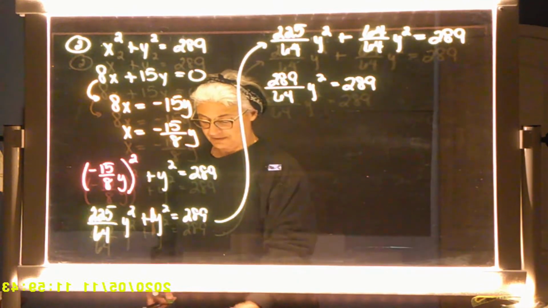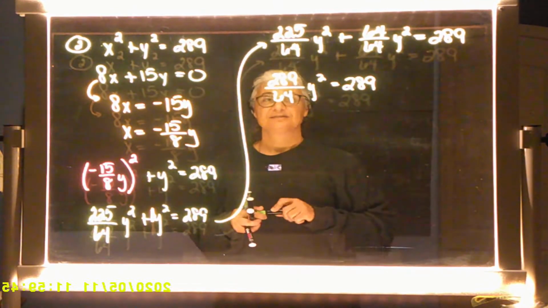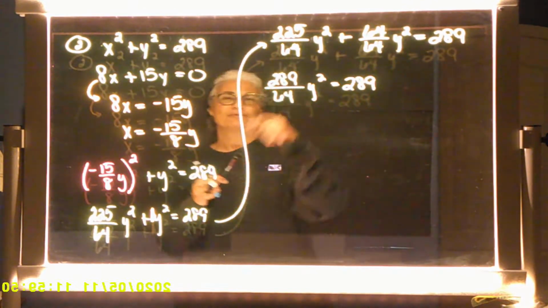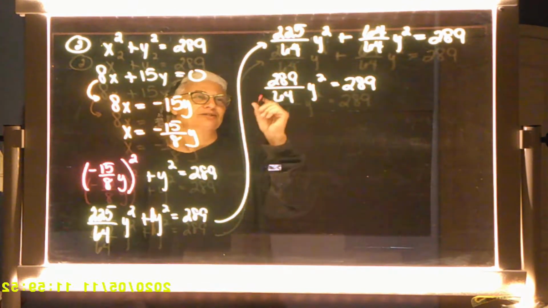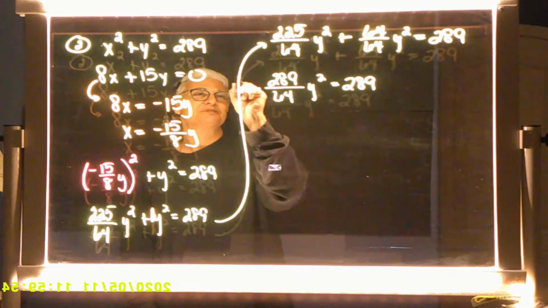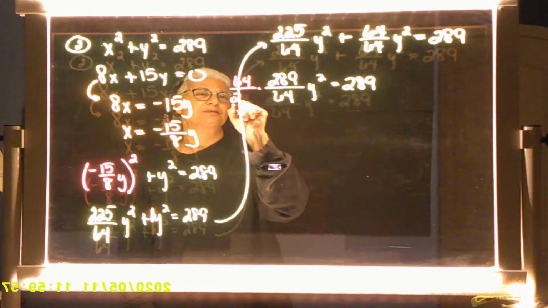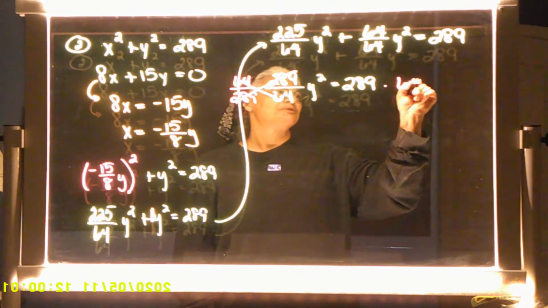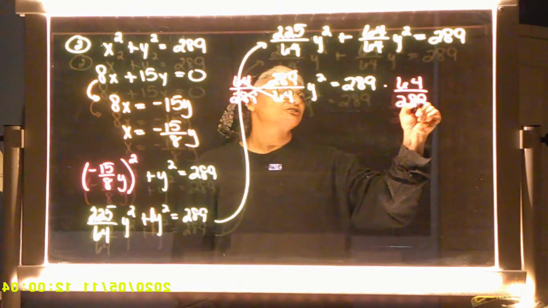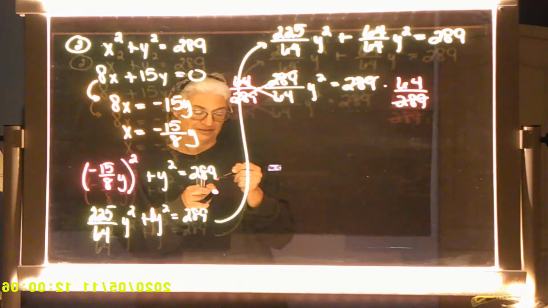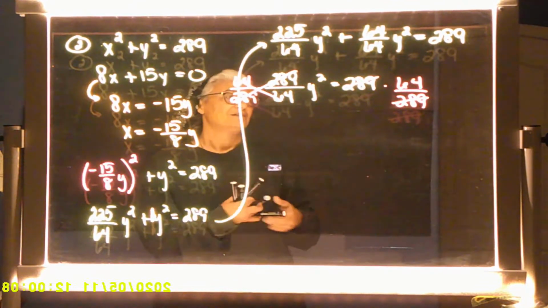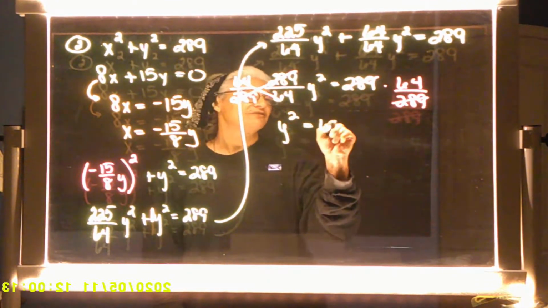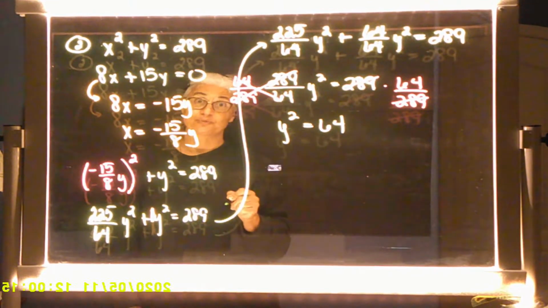Woo! What do you think? Know what you got to do next? Good. You're going to have to get rid of that fraction, aren't you? Which means, yep, let's multiply both sides by its reciprocal. So that drops. Oh my gosh, this problem is a lot nicer than we thought. So it looks like we have y squared equals 64, which is really nice.